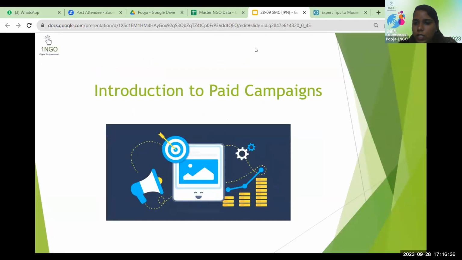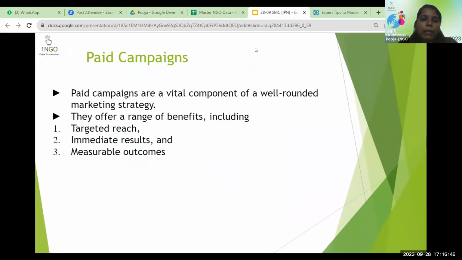So going to the next topic, introduction to paid campaigns. I'm just going to introduce how paid campaigns actually work. It's a marketing strategy, as all of you know. You will have a budget constraint, or a definite set of targeted audience, and you will have immediate results and measurable outcomes in these paid campaigns. Facebook, Instagram, Twitter, or LinkedIn, all these platforms have paid campaigns.